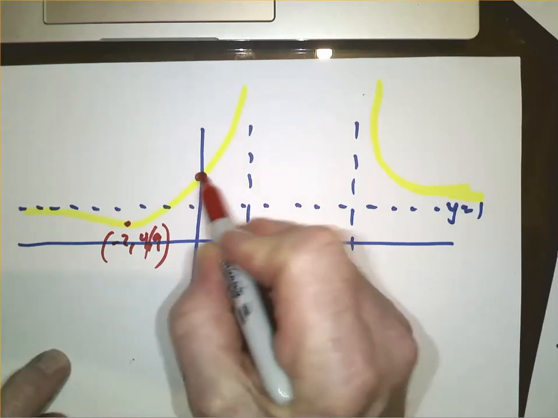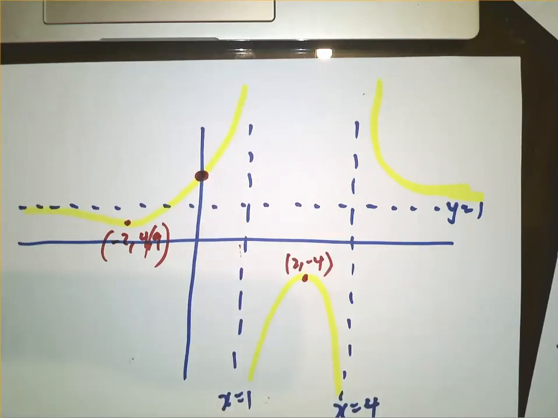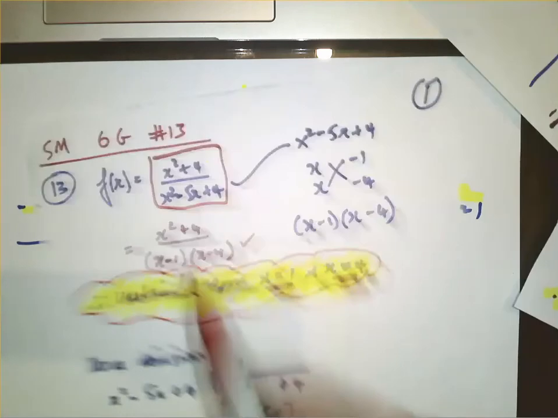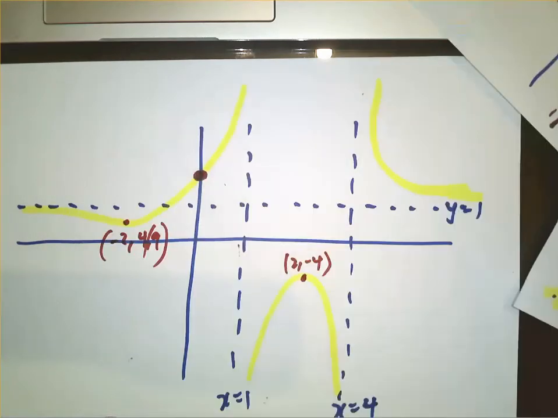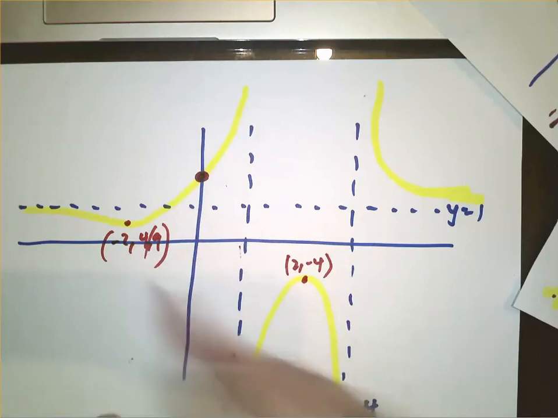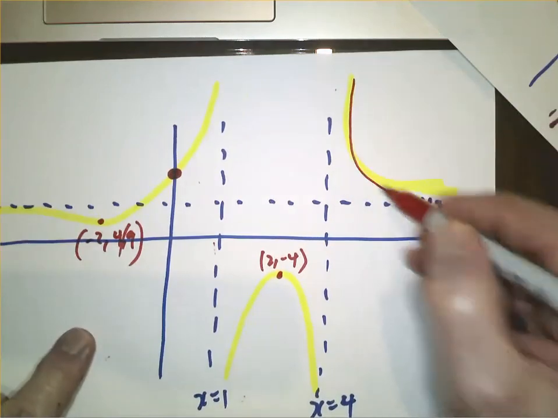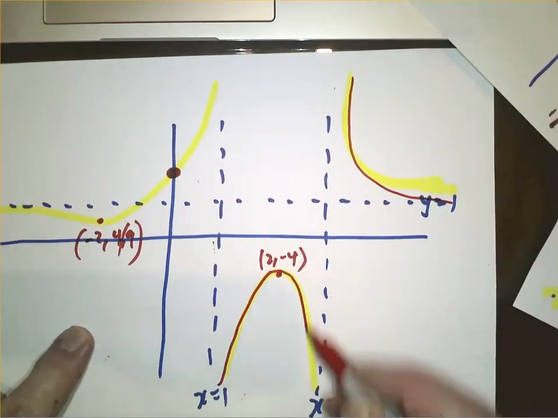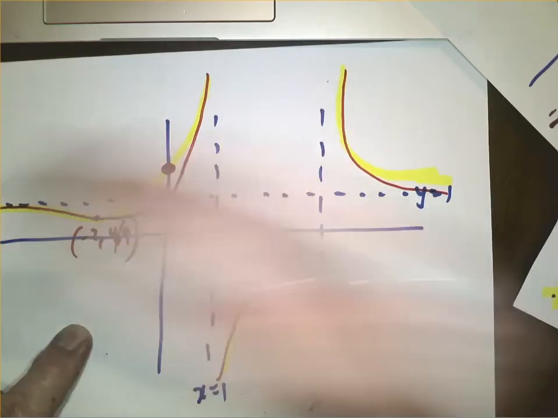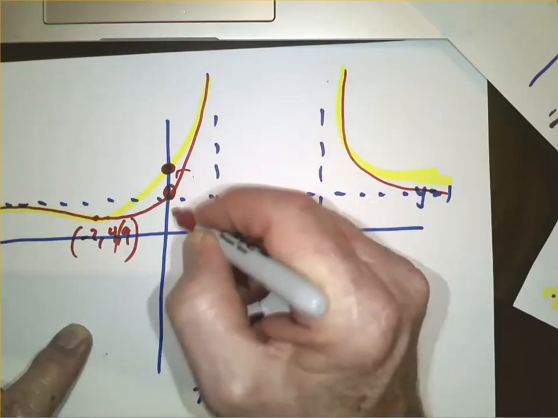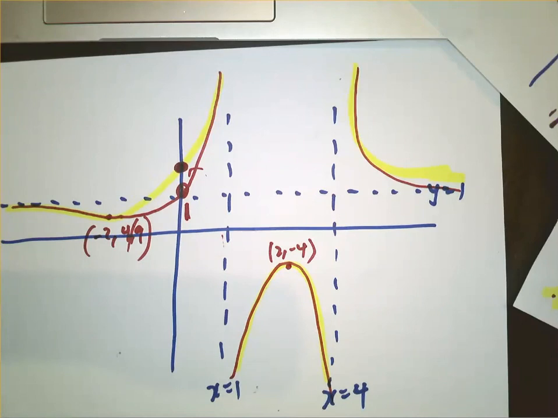And to find this, I need to find the y-intercept. And the y-intercept will be 4 on 4, which is 1. So obviously I can now go through these and get a nice curve happening. And that's now going to go through at 1. And that's going to be at 1. And that's my final graph.